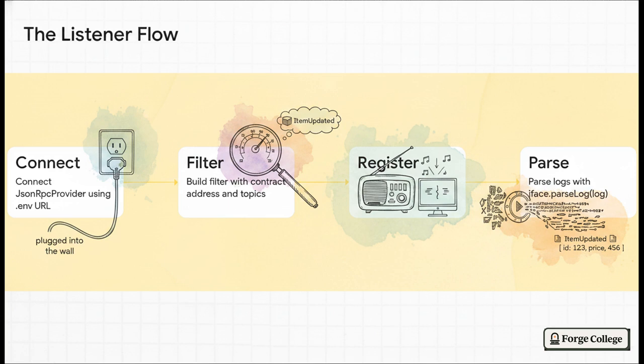Step 3. Turn the radio on. We do this by registering a callback function using provider.on. And finally, step 4. Whenever a log actually hits our receiver, we parse it using our ABI interface, converting it from raw hex into readable text.